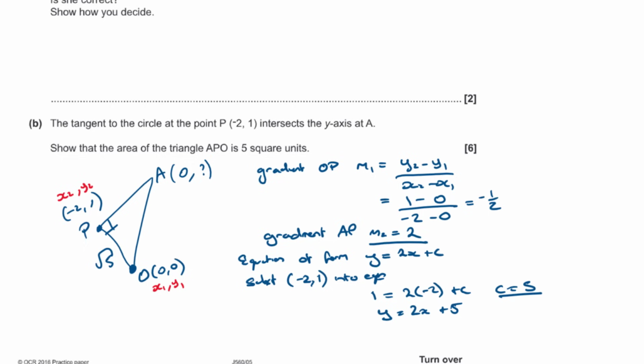Now that 5 is the y-intercept then, isn't it? Okay, so that means my value up here for A is now known. We now know it is 5. We found it. Okay, now we know that value, we're making some progress. So now we can work out the length AP. And once we know the length AP, we can work out the area.